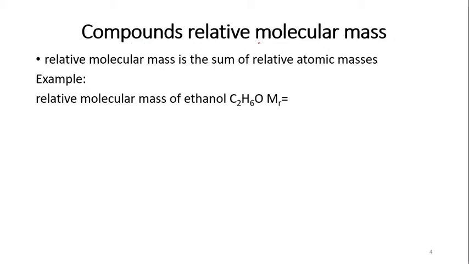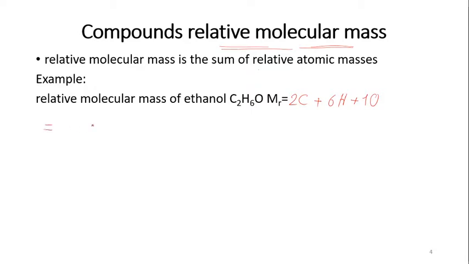Now, compound's relative molecular mass. If I want to know the molecular mass of a compound, I have to sum the relative atomic masses of the atoms in this compound. Let's take an example. If I want to know the relative molecular mass of something like ethanol, C2H6O, my relative molecular mass will be the relative atomic mass of 2 carbons plus 6 hydrogens plus 1 oxygen.